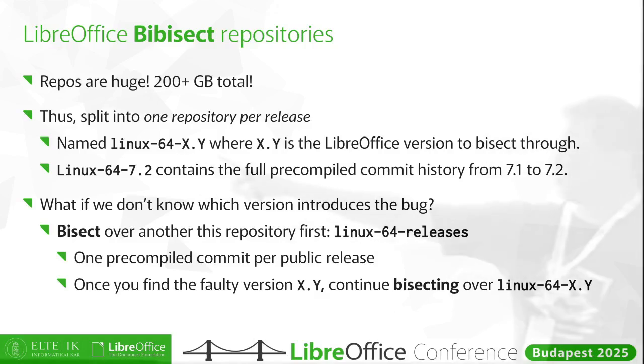It's split by version, so you will have multiple repositories, and you can download only the ones that you need. Once you know the version, you can just download that one and run bisect over that repository, not the full history. 200 gigabytes, and you're only going to use 16 commits out of those, right? So if you download the Linux 64 7.2 bibisect repository, you will get all the precompiled commit history from 7.1 to 7.2.